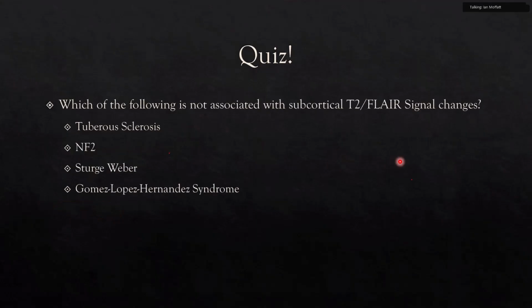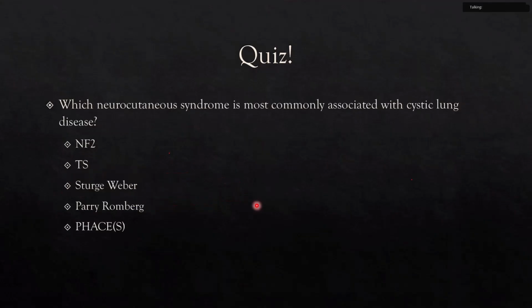Which of the following is not associated with subcortical T2 or FLAIR signal changes? TS, NF2, Sturge-Weber, or Gomez-Lopez-Hernandez syndrome? Again, that one's just associated typically with rhombencephalosynapsis as far as the CNS findings. And which neurocutaneous syndrome is most commonly associated with cystic lung disease? TS. Yes. Perfect. Yeah, that's right.